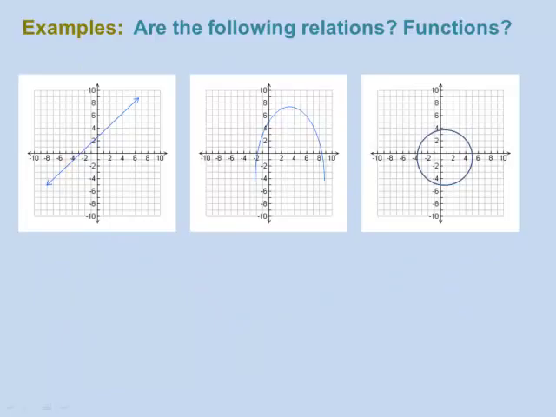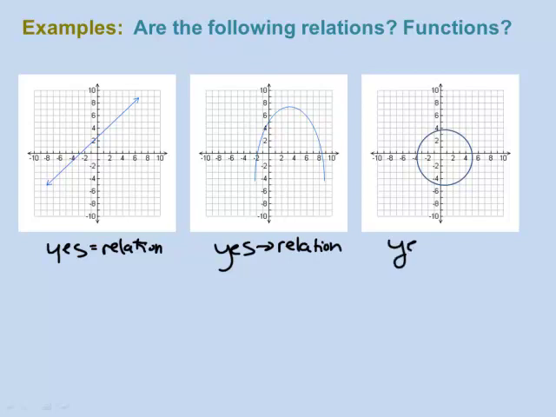So here's how you apply the vertical line test. Here we don't have any equations. We don't really have any ordered pairs listed out, although we could look at the graphs and get some ordered pairs. The question is, are the following relations, and are they functions? And just to answer the first question, all three of them are relations. If there's any kind of graph, any kind of ordered pair relationship, they are going to be relations. So we'll just answer that for all 3. Nearly everything is a relation.